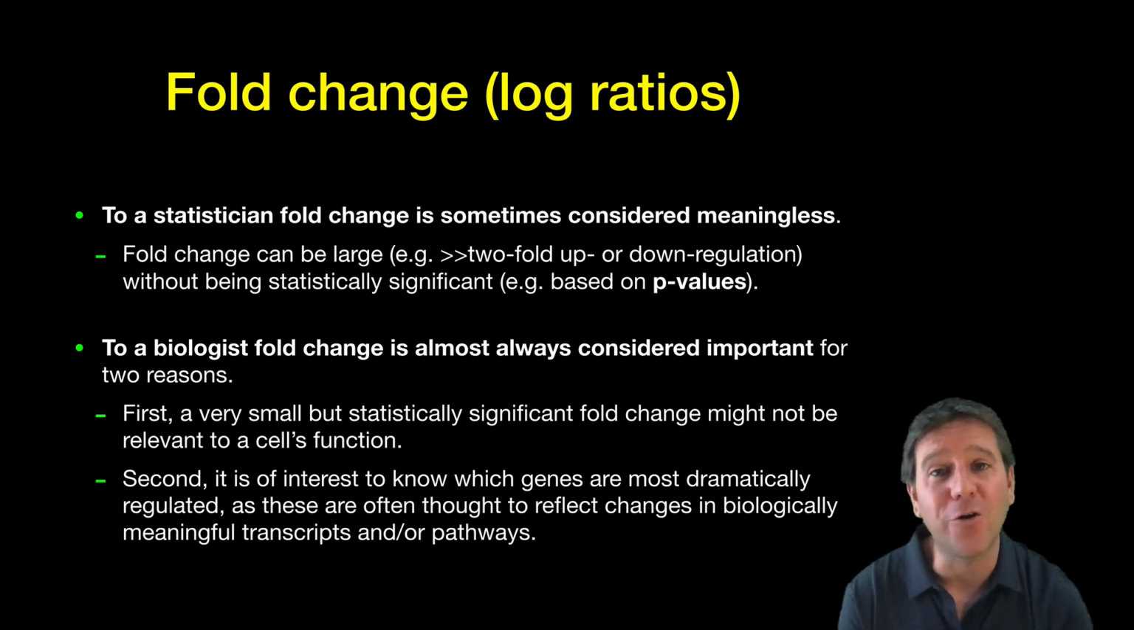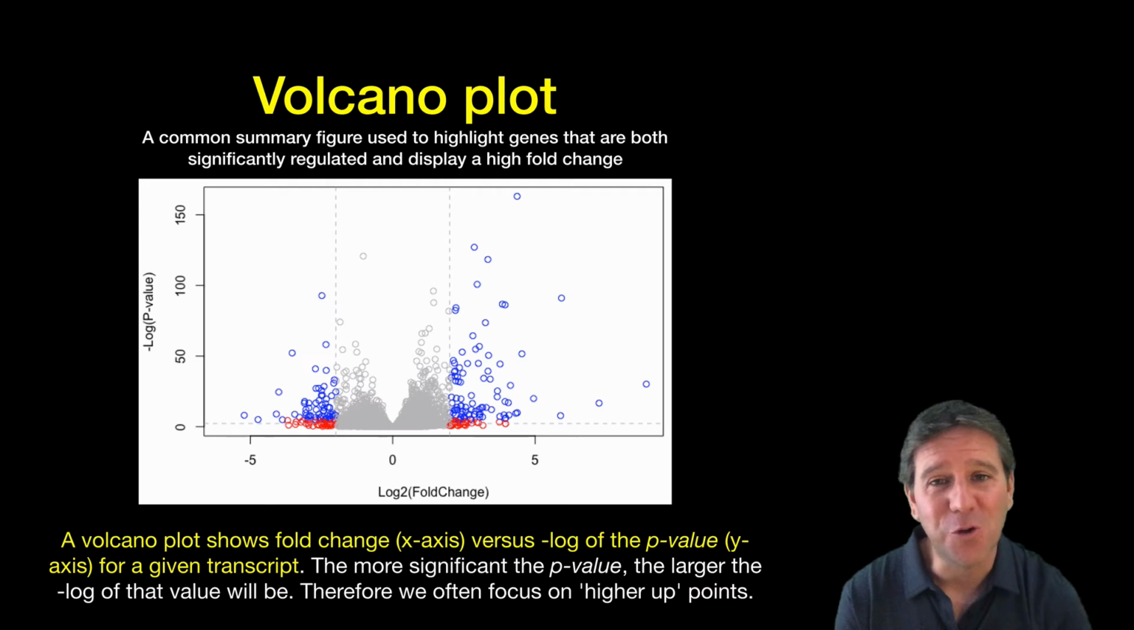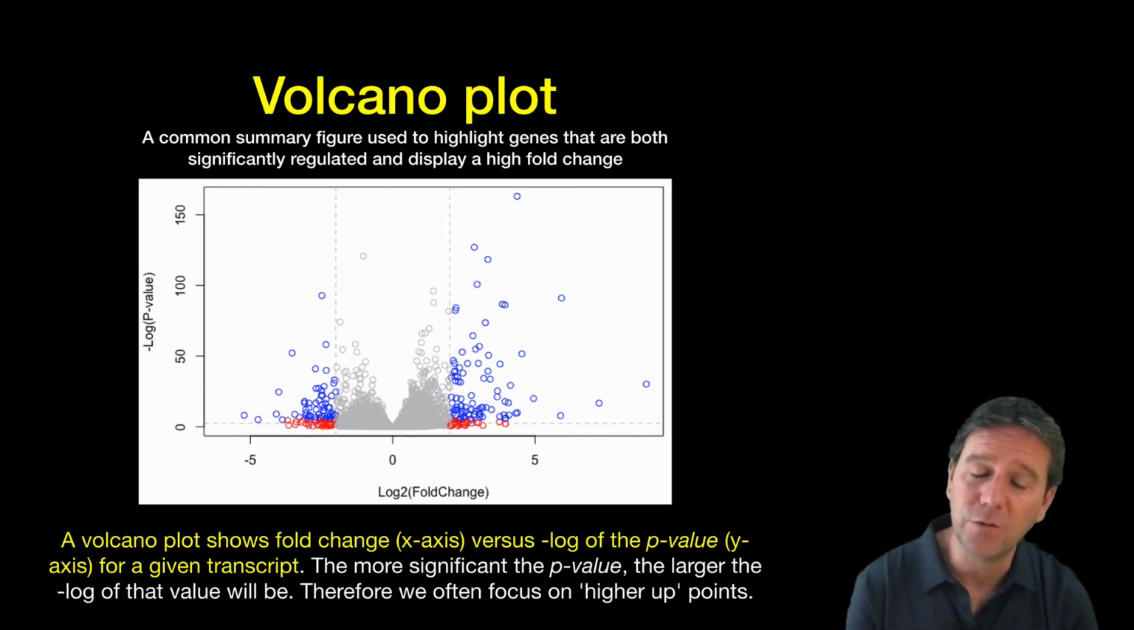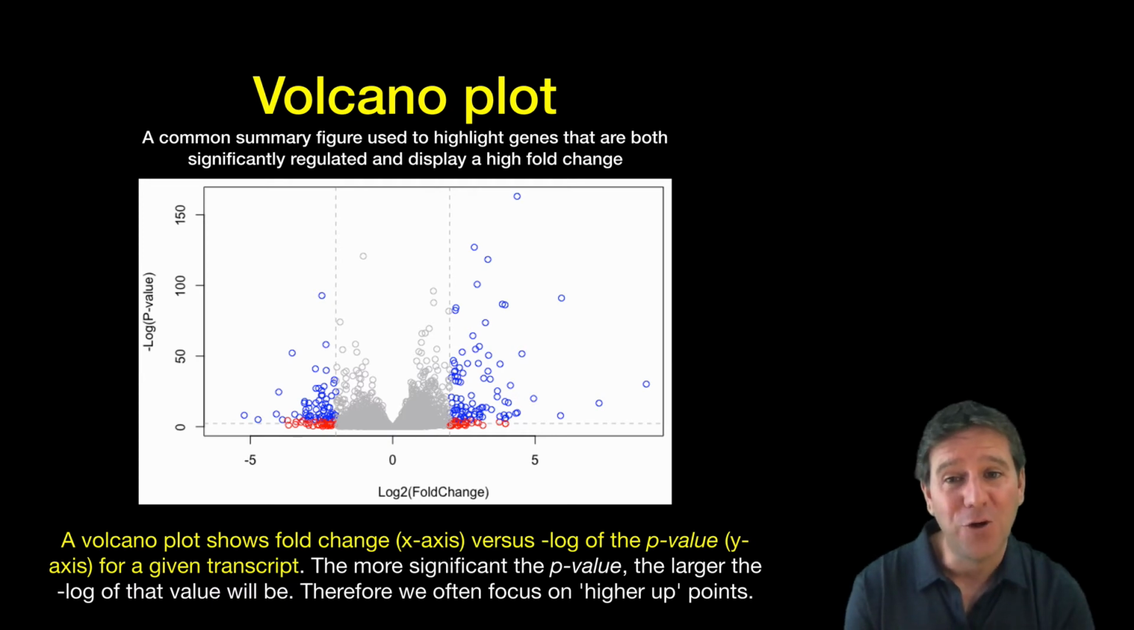So we'll show both fold change and significance together in plots like this one, sometimes called a volcano plot. This is a common summary figure used to highlight genes that are both significantly regulated and display high fold changes. So each point here in this plot, and we'll make these plots ourselves from the raw data up, each point is an individual gene, and what we're plotting here is its fold change along the bottom axis. So further from the middle, that 0 point where there's no change, of course, means there are higher expression changes, either up in the positive direction or down in the negative direction.